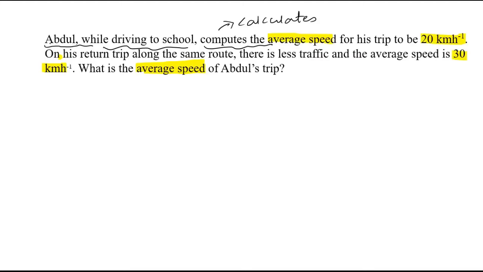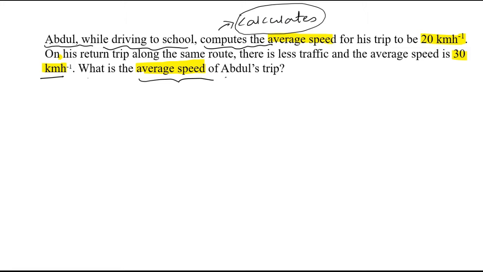Abdul, while driving to school, computes the average speed for his trip to be 20 km per hour. And what do you mean by computes? He finds or he calculates. On his return trip along the same route, there is less traffic and the average speed is a bit more, 30 km per hour. What is the average speed of the entire trip?